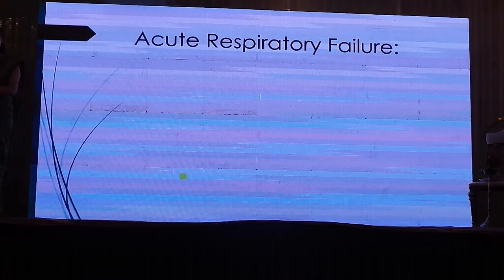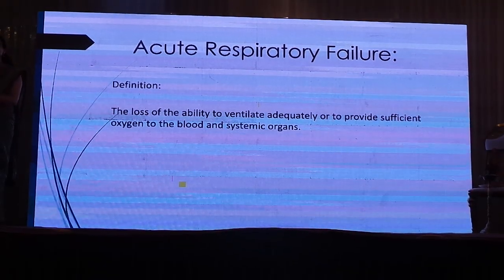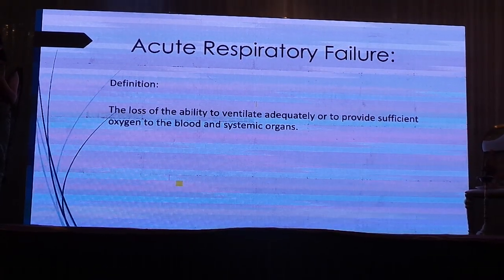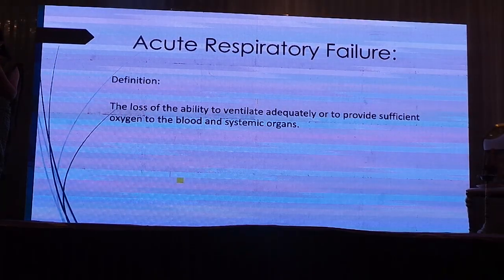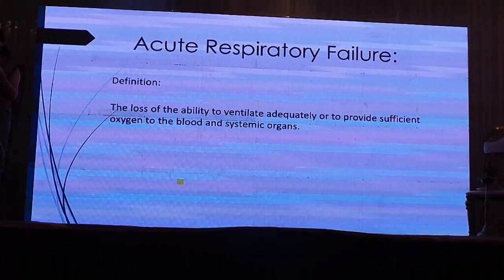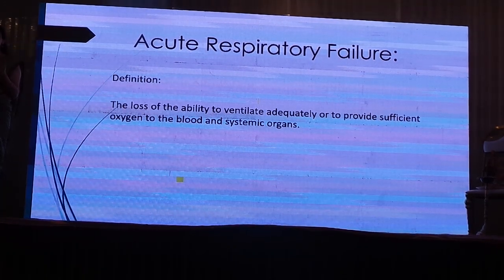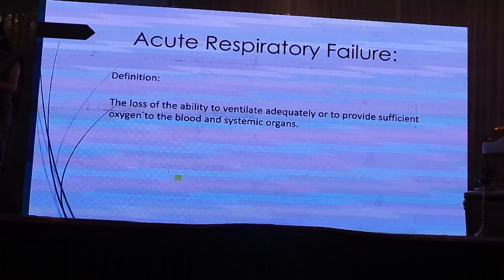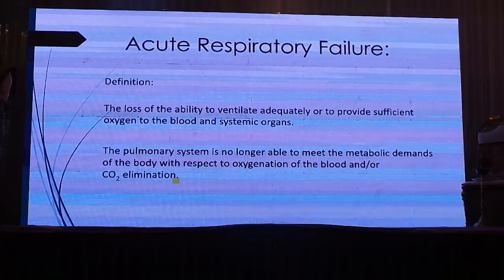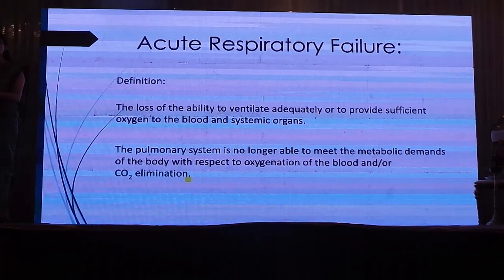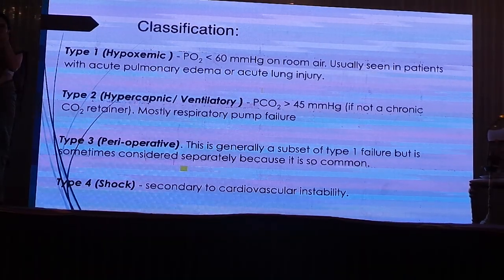So coming to acute respiratory failure, how do we define it? So it is defined as the loss of ability to ventilate adequately. In simple terms, when a patient comes, basically the patient is not able to ventilate adequately and that person is not getting sufficient oxygen to the systemic organs. That is why the breathing issue or the dyspnea. So this can also be said that the pulmonary system is no longer able to meet the metabolic demands of the body with respect to oxygenation of the blood or CO2 elimination. Ventilation includes both oxygenation and ventilation.